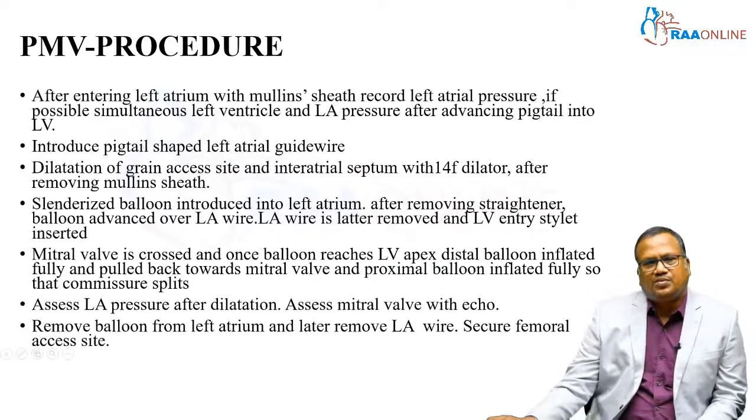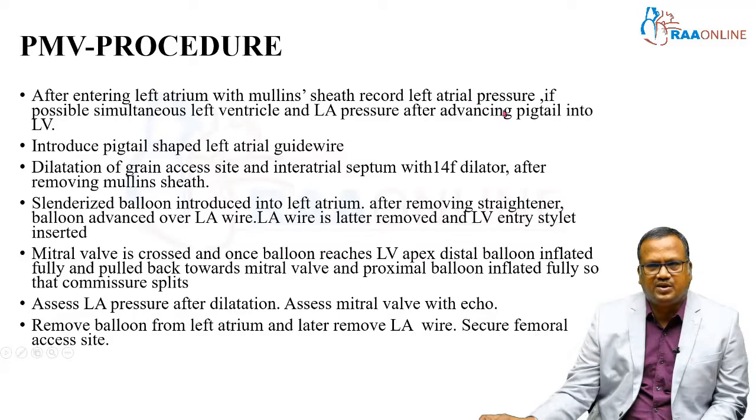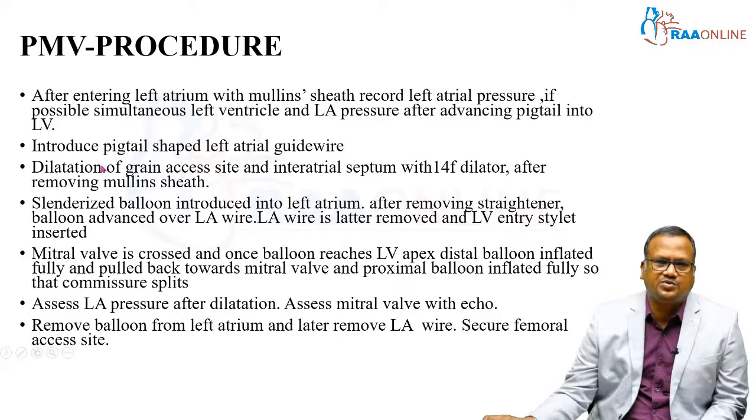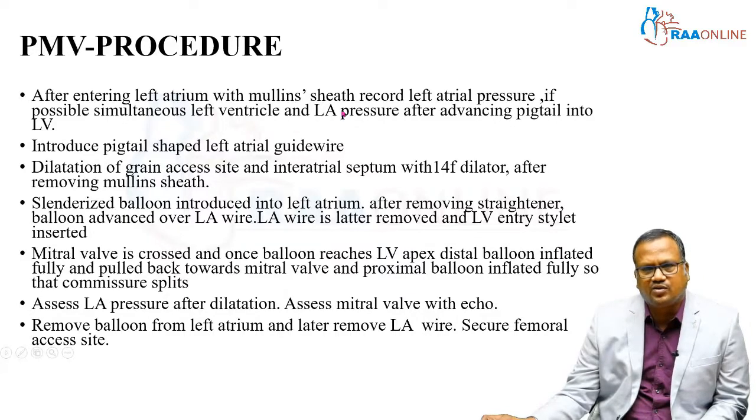So once you have punctured the interatrial septum with the Mullen sheath, you record the left atrial pressure, and if there is a pigtail in aorta, you just push it and measure the simultaneous gradient across LV and LA before dilatation, and then you can do the same thing after the procedure.